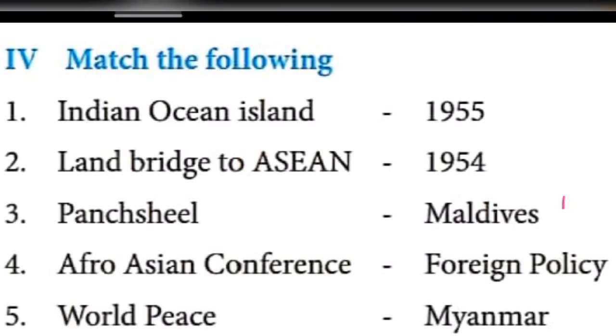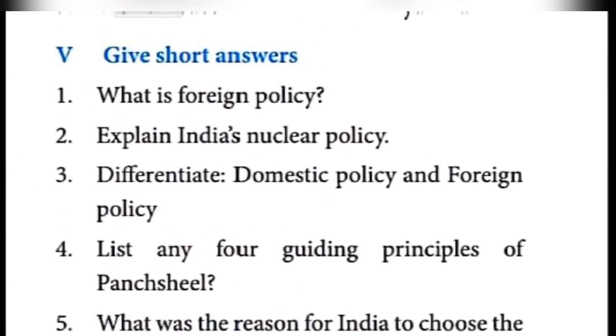Maldives is number 1. Second one, Myanmar. Third one, 1954. Fourth one, 1955. Fifth one, foreign policy. Okay. So this much only, children. The next 2 mark answer. What is foreign policy?